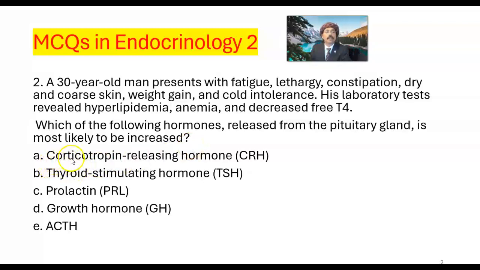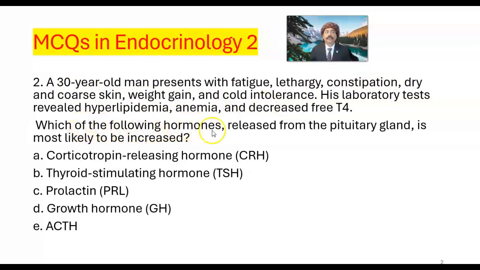Okay. A. Corticotropin releasing hormone, B. Thyroid stimulating hormone, C. Prolactin, D. Growth hormone, E. ACTH. So, a man with features of fatigue, lethargy, somnolence, constipation, dry and coarse skin, weight gain, cold intolerance.